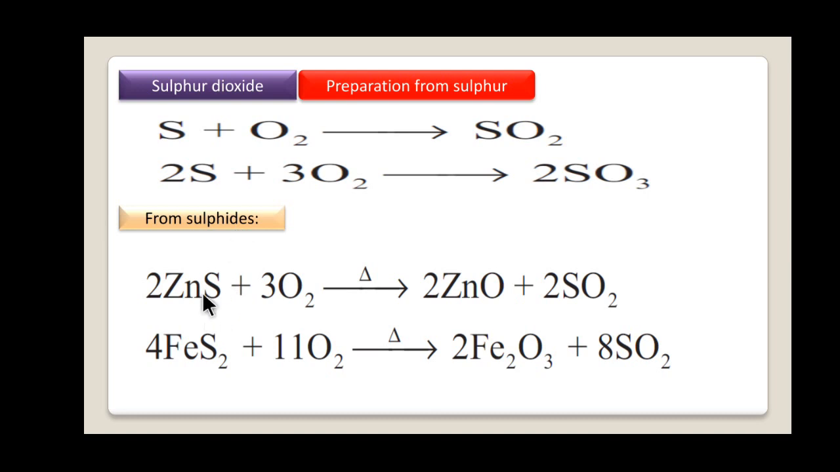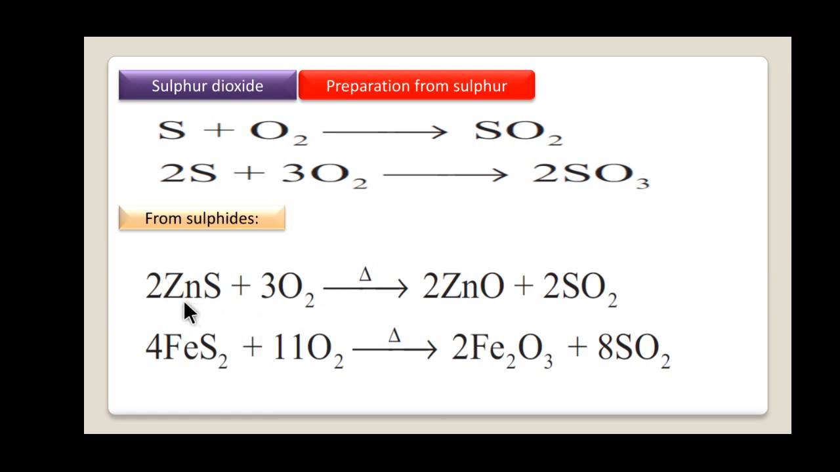When sulfide ores such as galena, lead sulfide PbS, and zinc blende, ZnS, are roasted in air, sulfur dioxide is liberated. The large amount of sulfur dioxide required for the manufacture of sulfuric acid and other industrial purposes is prepared by this method.